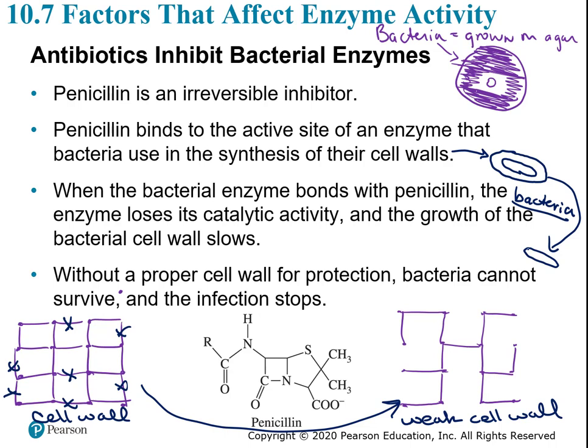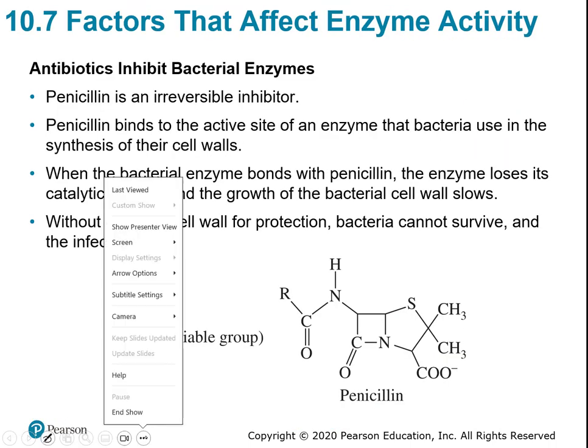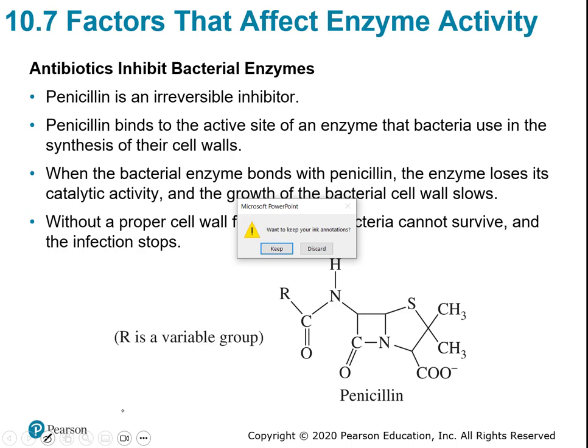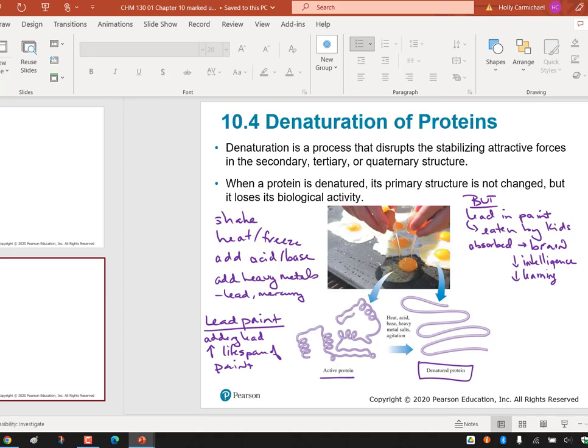So if you have a virus-infected cell and you take an antibiotic, viruses don't make cell walls. So taking penicillin for a viral infection has no effect whatsoever, even though it usually makes you feel better. Or you think it does. And I just think I need an antibiotic. Okay. All right. So that's the irreversible inhibitor. That's really a good example of one.